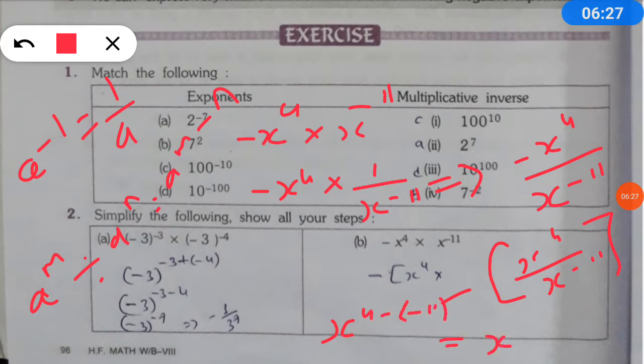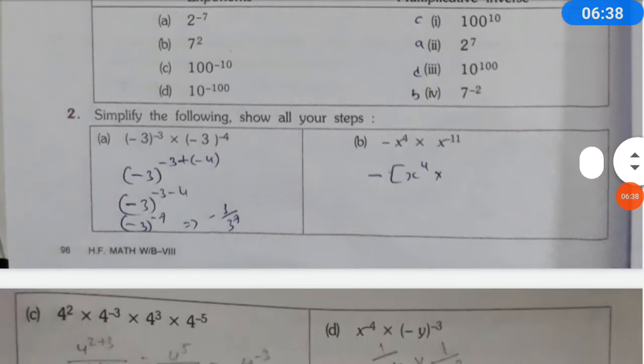So that will be x to the power 4, minus and minus will be plus when you open the bracket. So the answer will be x to the power 15. Clear? So in this way you will get the answer.